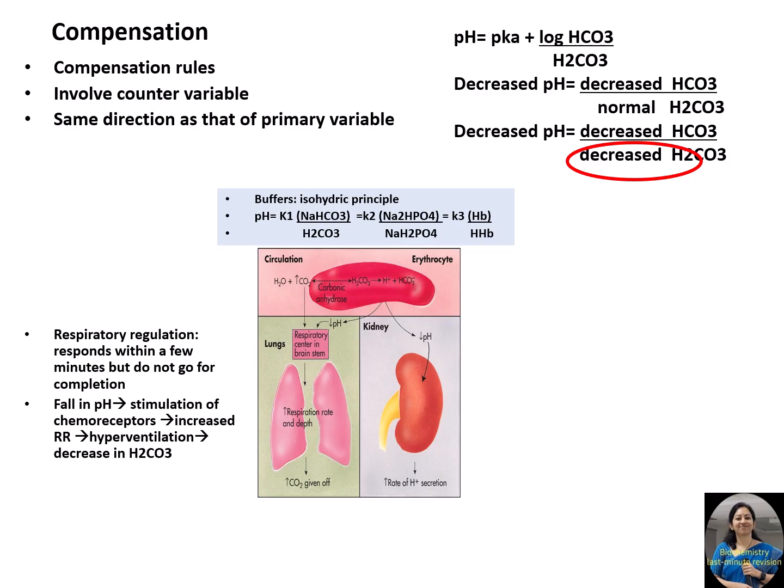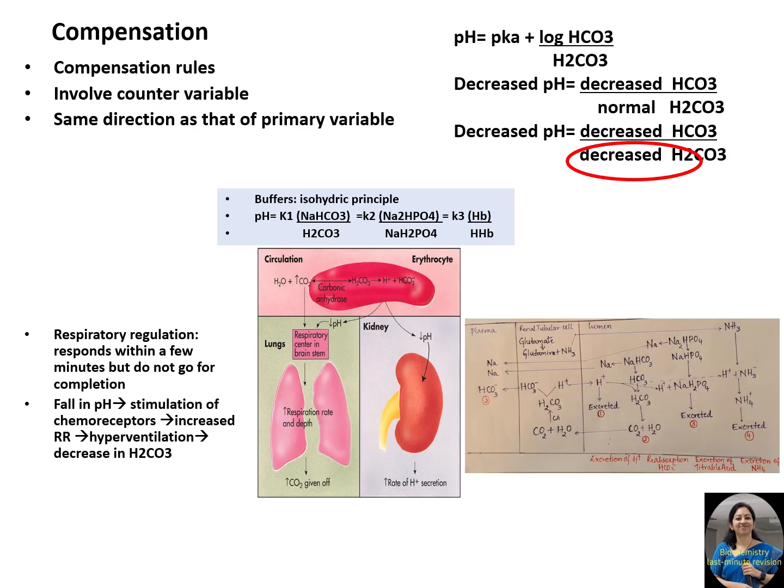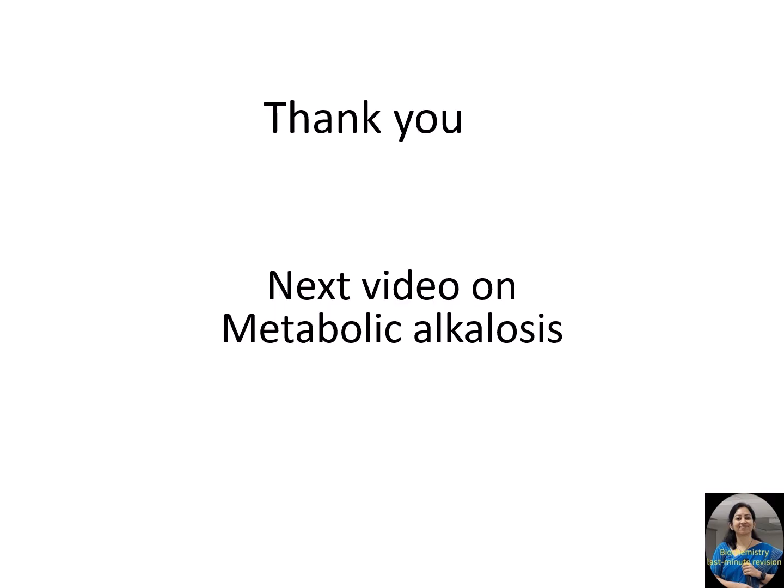The final regulation is mainly done by the kidneys. As we all know, there are different mechanisms by which kidneys excrete acid. The first is excretion of H plus ion, then excretion of titratable acid and excretion of ammonium ion. On the contrary, bicarbonate is reabsorbed. All these mechanisms come into the picture and compensate for this metabolic acidosis. So this was all about metabolic acidosis.